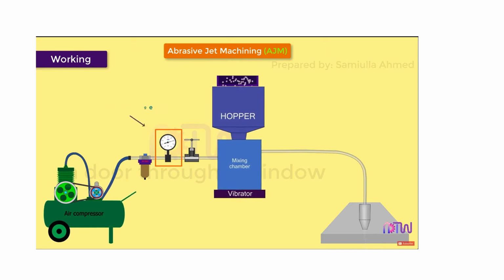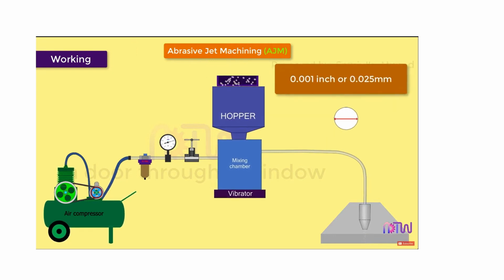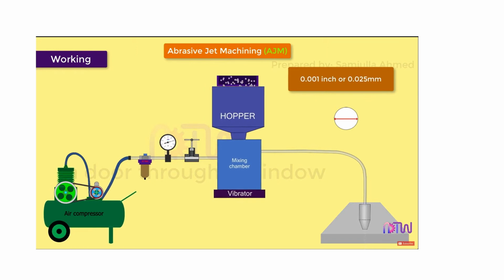Then the compressed air passes through a flow regulator valve. The function of the valve is to regulate the flow rate of the abrasive jet. After this, air passes to the mixing chamber. It is used to mix the gas and abrasive particles. Here, in the mixing chamber, the abrasive particles are fed with the help of the hopper. The usual size of the abrasive particles is about 0.001 inch or 0.025 millimeters.